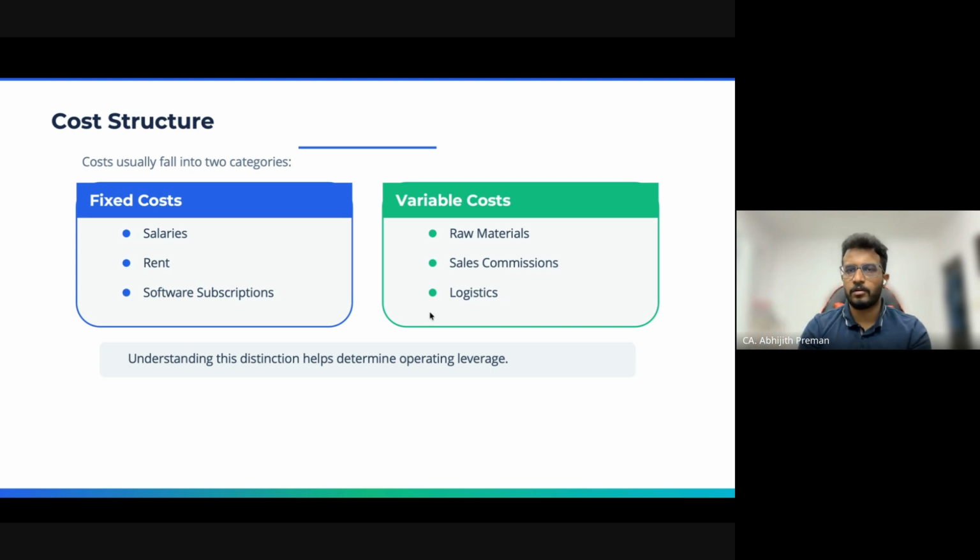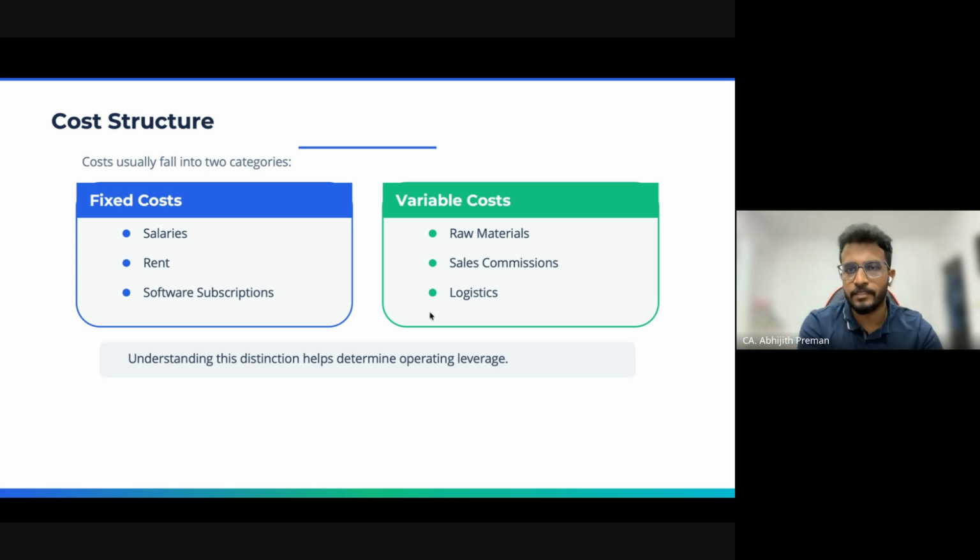Then we have the variable cost, which is directly linked to the revenue. So if you need to sell 1 unit, you need to buy half unit of this thing. So if you want to sell 100 units, you need to buy 50 units of this thing. So that's a pakka variable cost. That's directly related to the sales that you're going to do.